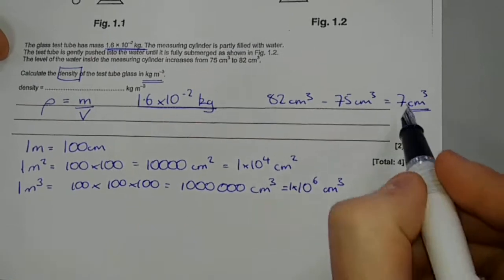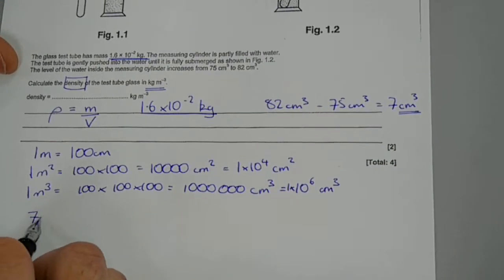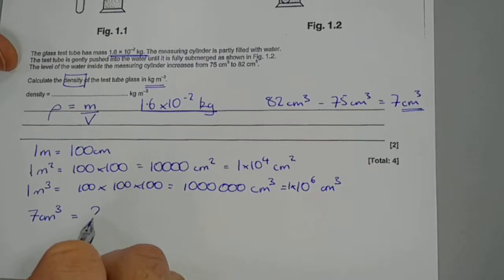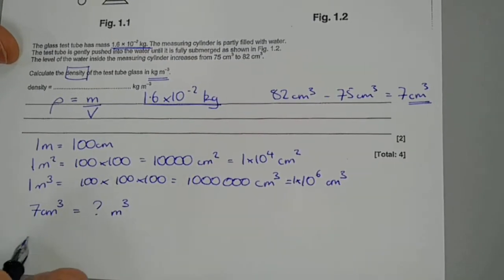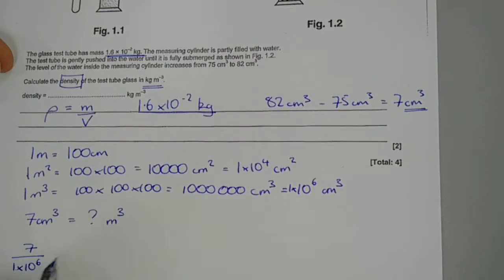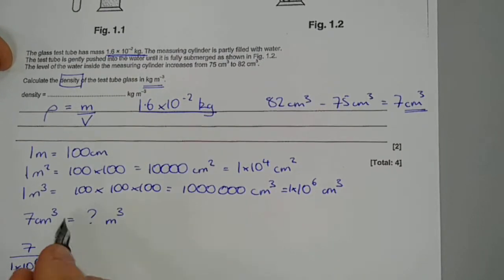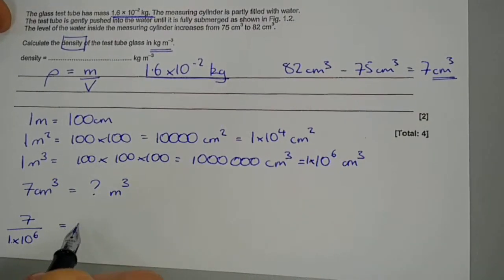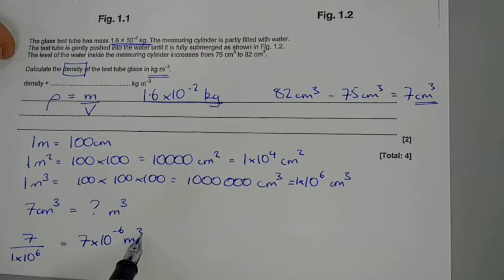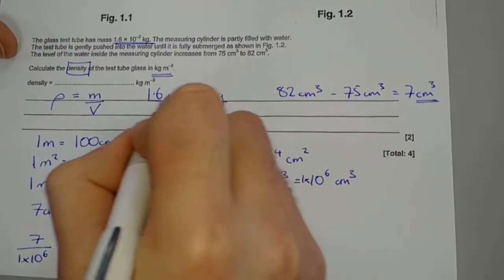Armed with this information, I can now convert my 7 centimetres cubed into metres cubed. The way that I can do that is just to do 7 divided by 1 times 10 to the 6, which is the number of centimetres cubed in a metre cubed, and that will be 7 times 10 to the minus 6 metres cubed. I can now go back to where I was before.